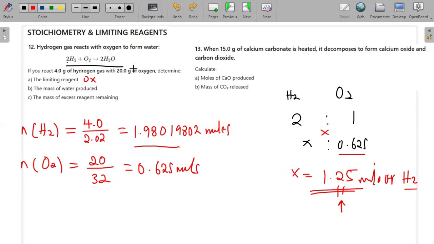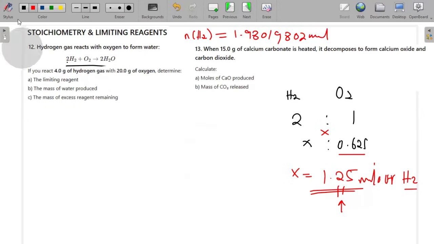So it means that now in all our calculations, we're going to be using the ratio of the oxygen to the product because it's the limiting reactant. Let me just write the initial moles of hydrogen somewhere here in case we need to use it: 1.98019802 moles. So we found the limiting reactant, which is oxygen or O2, and then they're saying find the mass of the water produced.